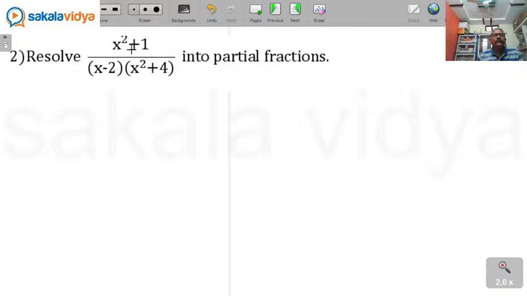Resolve (x square plus 1) upon (x minus 2) into (x square plus 4) into partial fractions. So let us do it first. What shall we do? Solution. See, consider, or let us say, no problem.